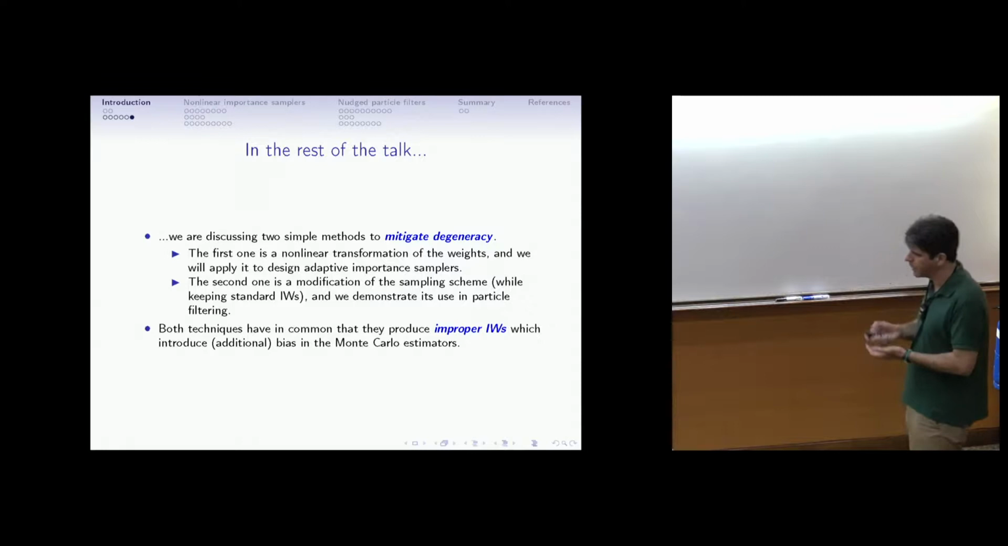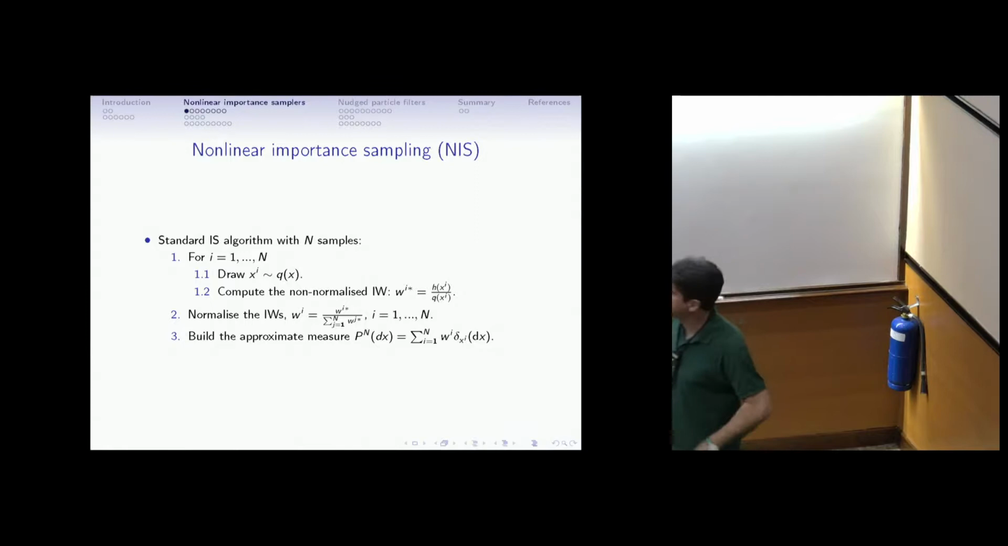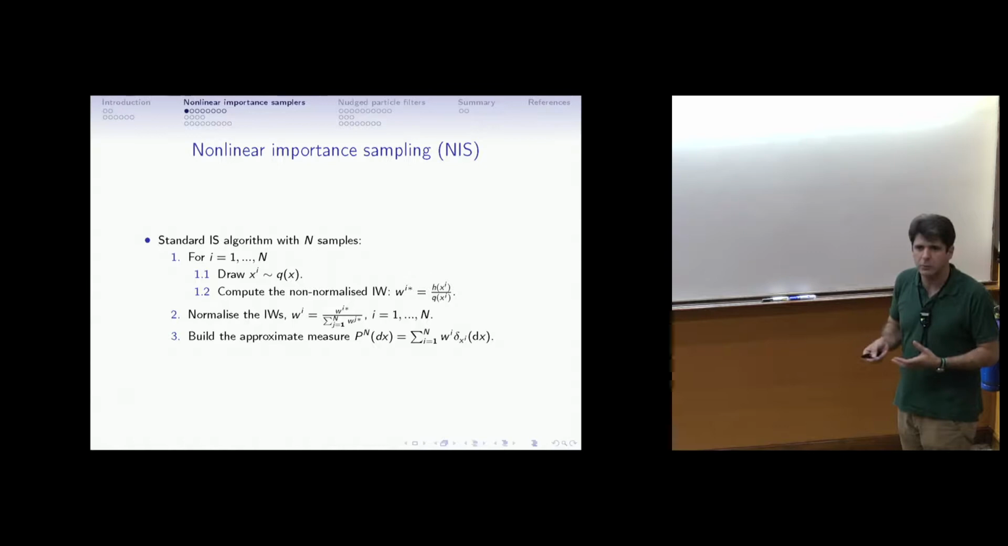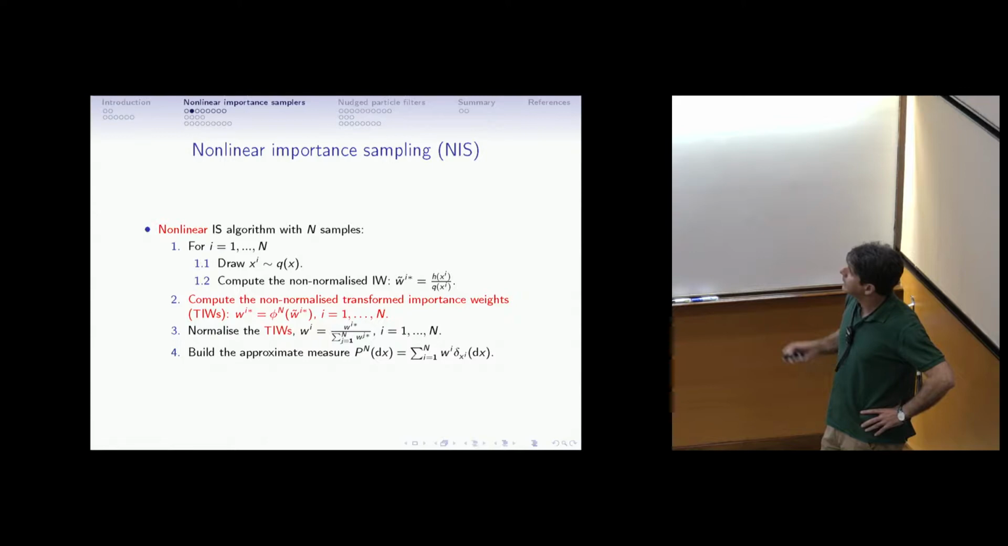So, first part, it's about nonlinear importance samplers. Okay, what's a nonlinear importance sampler? I think the best way to describe it is to show you what you do with the algorithm. So this is the standard importance sampler. We draw from the proposal, compute weights, normalize, and build the approximation. Now, what do you do with this algorithm? I add essentially this step here.